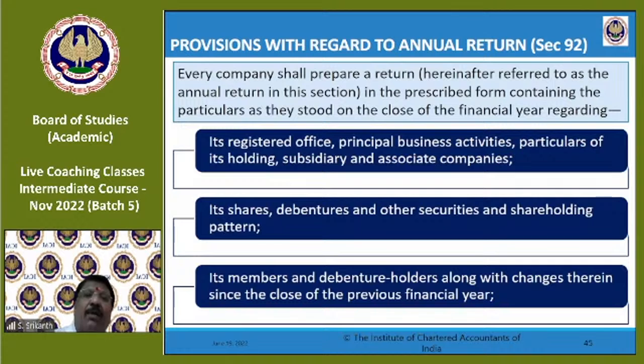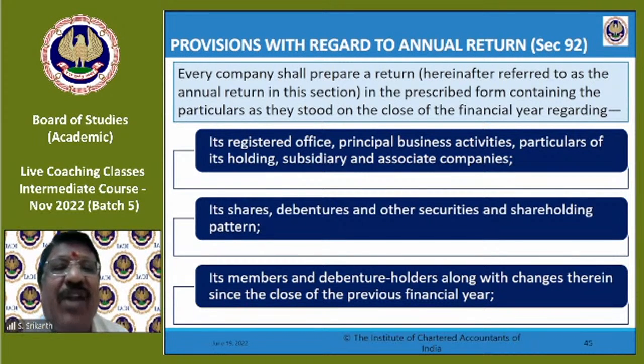Basically, the annual return tries to find out what happened during the last 1 year. So, you should give details as on the close of the financial year regarding registered office, principal business activities, etc., shares, debentures, etc., who are the current shareholders on that day. Also, members and debenture holders, etc., changes. In fact, today, annual return is uploaded electronically, not manually.